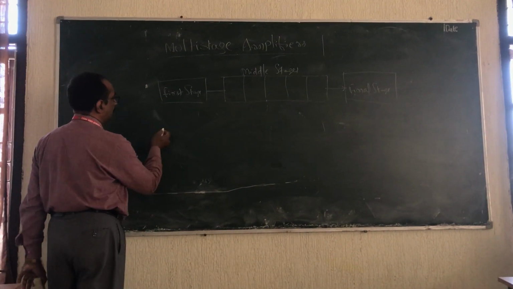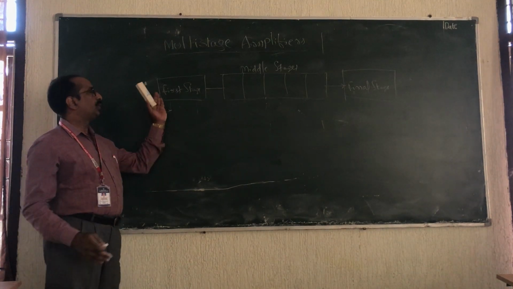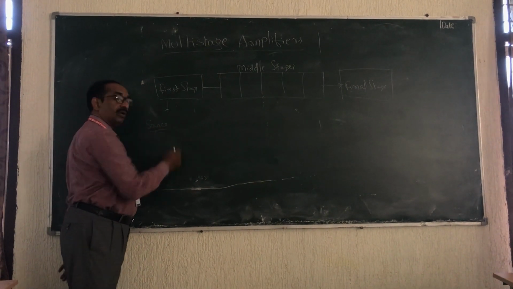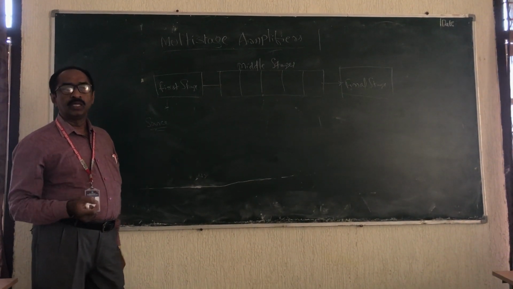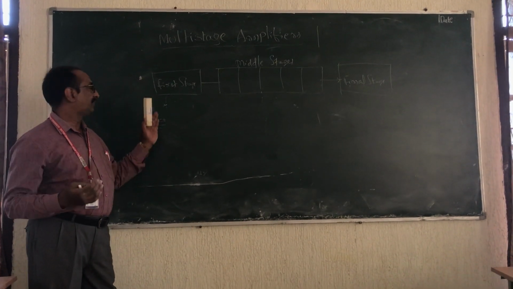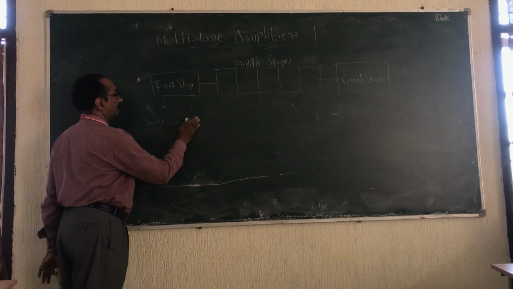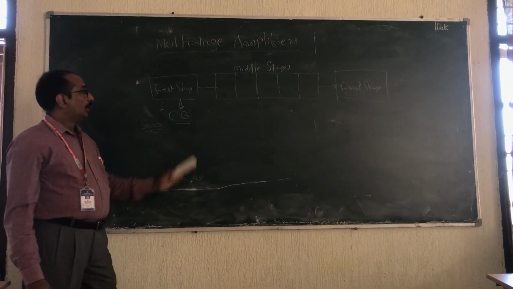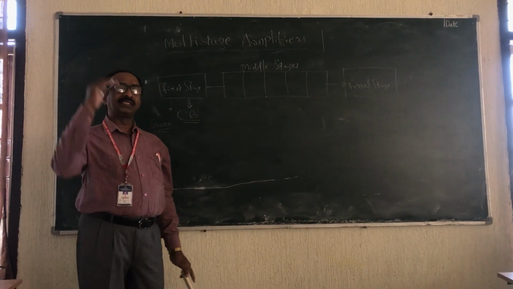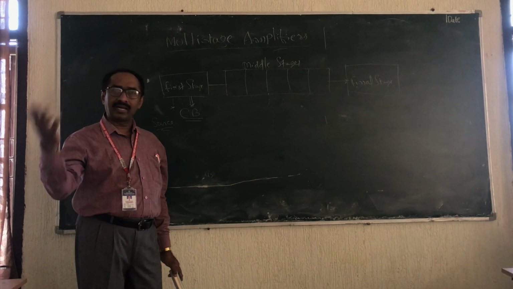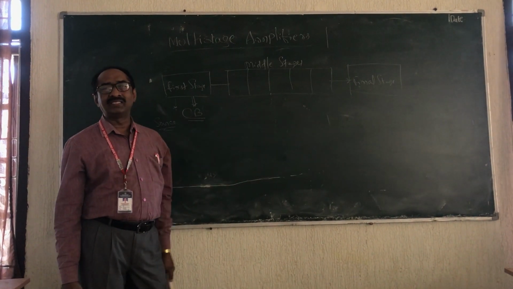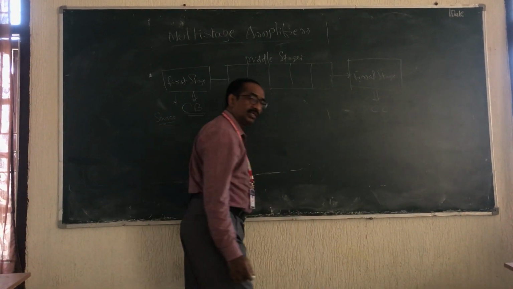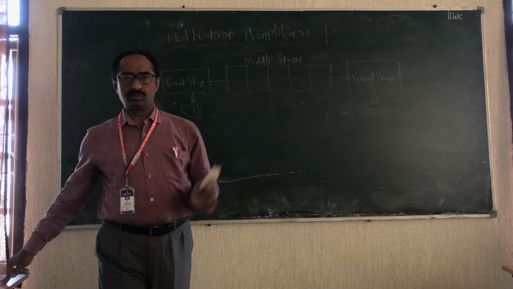We know very clearly that the first stage is going to be connected to the source, and the source has very low impedance. So to satisfy this low impedance of the source, we are using a common base amplifier. So for the first stage we mostly use a common base amplifier. Similarly, for the final stage, the output impedance of a common collector amplifier is low. So the final stage is to match with the load. So for the final stage we mostly use common collector, because it matches with the load.